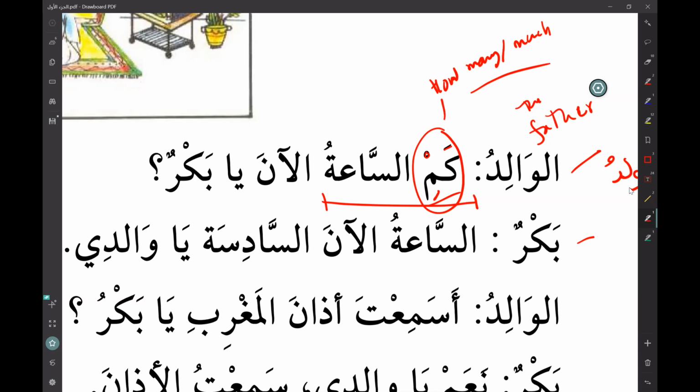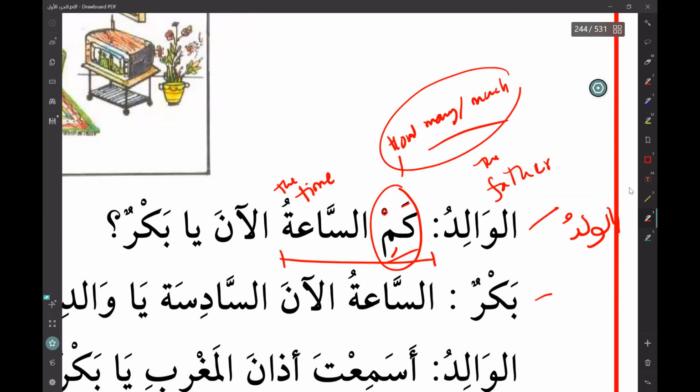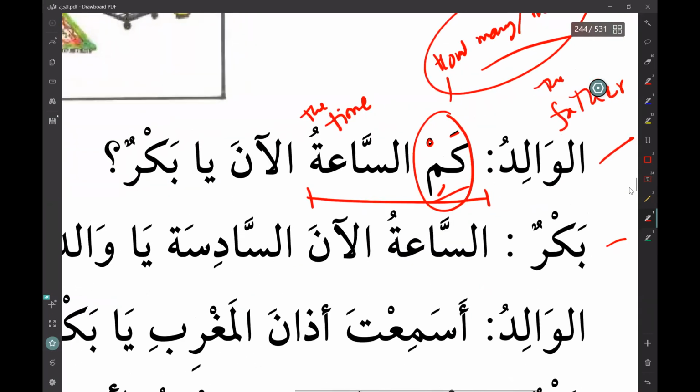What he's saying is that this kam here would be translated as "what time." Sa'a has a lot of meanings. I'm pretty sure we had this word before. So here sa'a means time. Sa'a can also mean the hour, it can also mean the old clock. So it has many different meanings, but in this context it is the time. So he's basically asking what's the time. So it's not about "how" anymore. The kam is being used as ma, like "what."